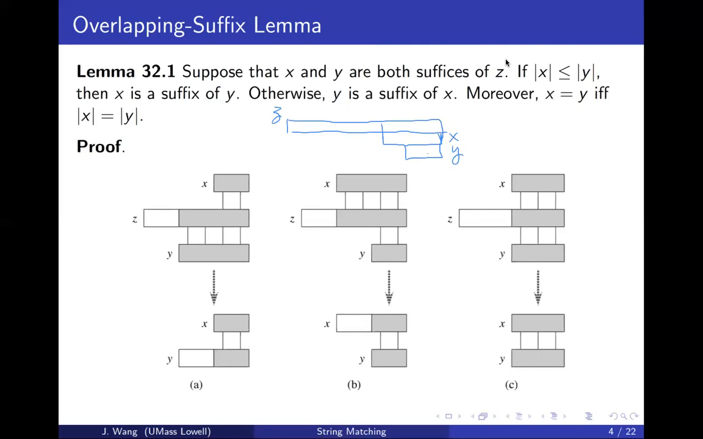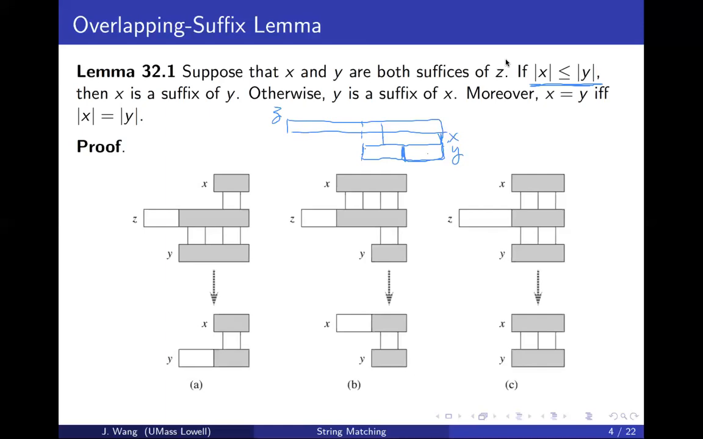If x is shorter than y, in other words y is longer than x, then of course x will have to be a suffix of y. Now remember, this part is the same. So of course, x has to be a suffix of y. If y is shorter, then y will have to be a suffix of x.